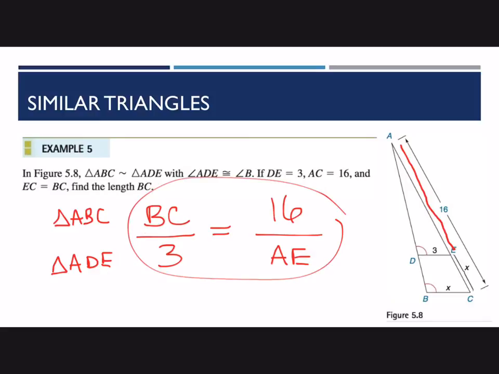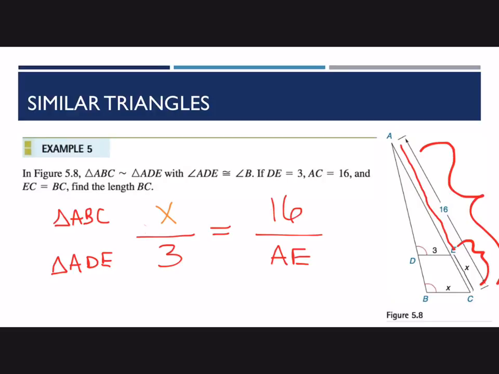But now if I want to solve this proportion for BC, I need to figure out how to get this proportion down to just one variable. So we're going to try to label things in terms of x. So BC is actually equal to x. Okay, so we can fill that in. And then AE, I want to express that in terms of x. Well, if this whole side length here is 16 and this piece is x, then AE is 16 minus x. So x is to 3 as 16 is to 16 minus x.